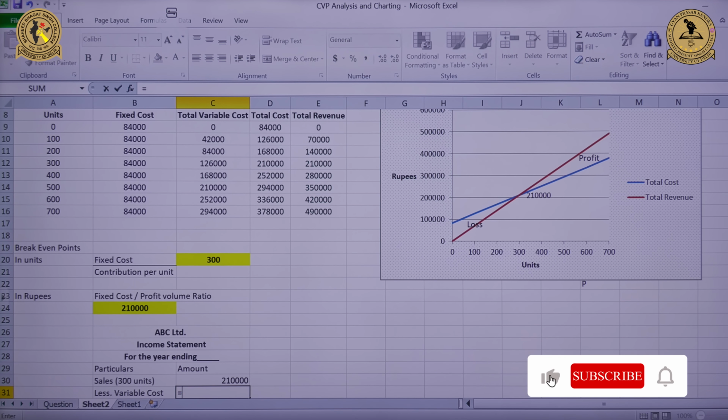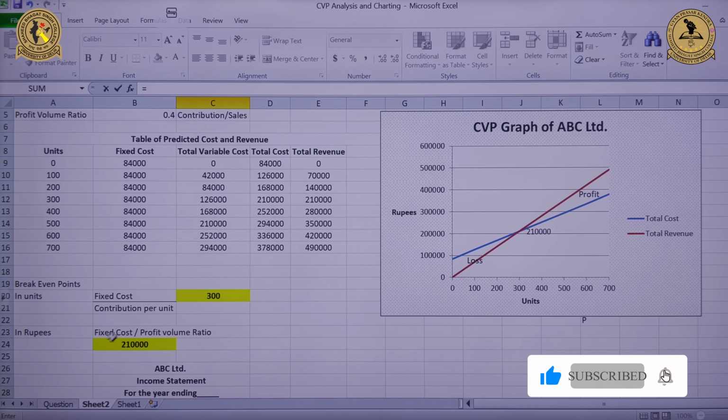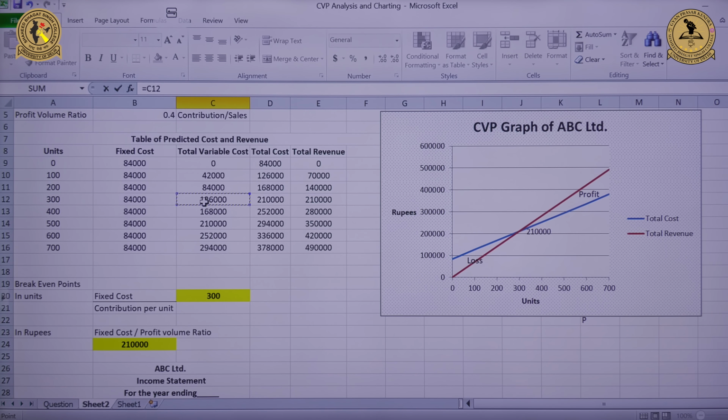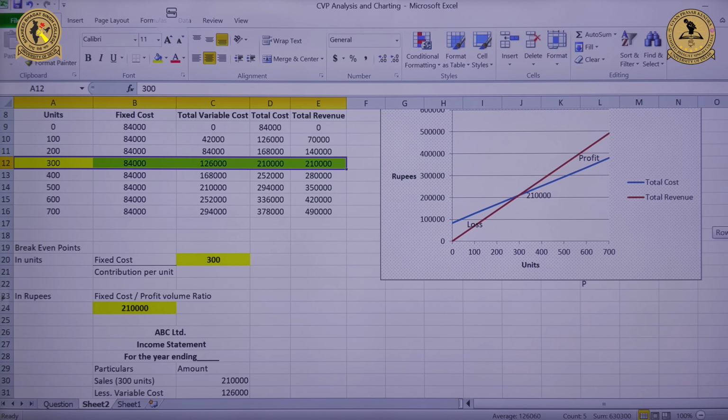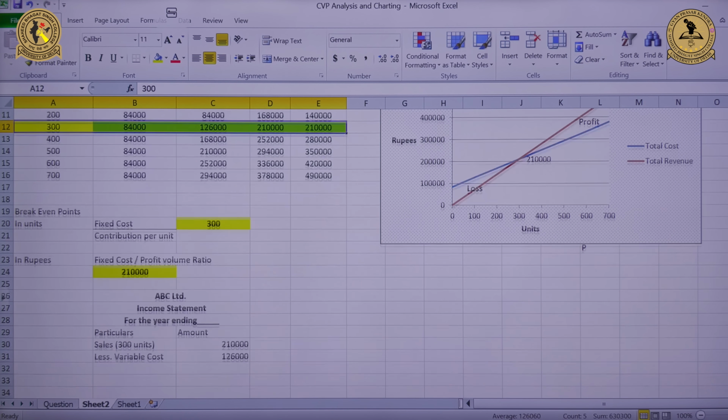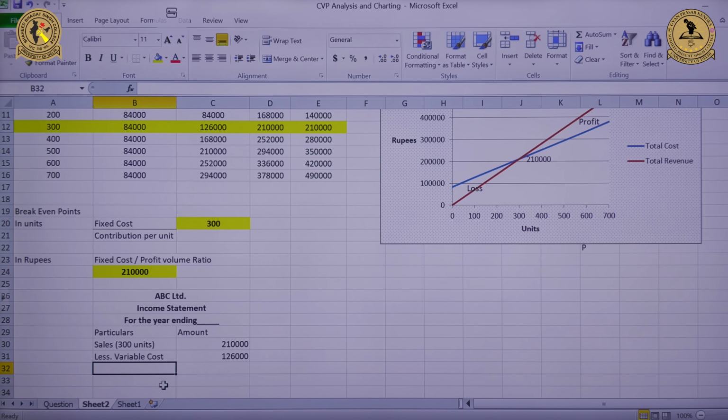So again, I need to type equals to. I can see that against 300 units, my total variable cost is 1,26,000. I can also select this cell, just highlight it. So in this way, I have selected my sales and variable cost. This will give you contribution margin, which is equal to sales minus variable cost, enter. That is 84,000. The next is we need to deduct the fixed cost.